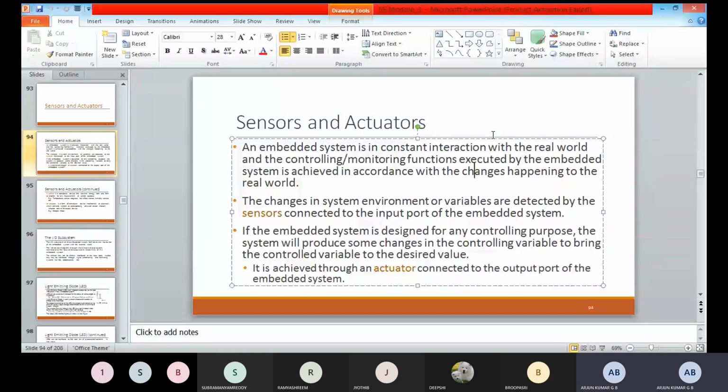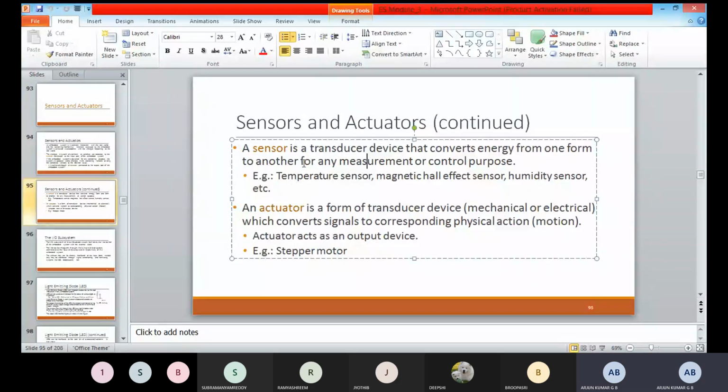The sensor is a transducer device that converts energy from one form to another form for any measurement or control purpose. For example, Hall effect sensor, humidity sensor, temperature sensor, moisture sensor, and water level indication sensor. We have a number of sensors. If you go for any automated car, there are a number of sensors used in a particular vehicle. That is the input for the main embedded system.